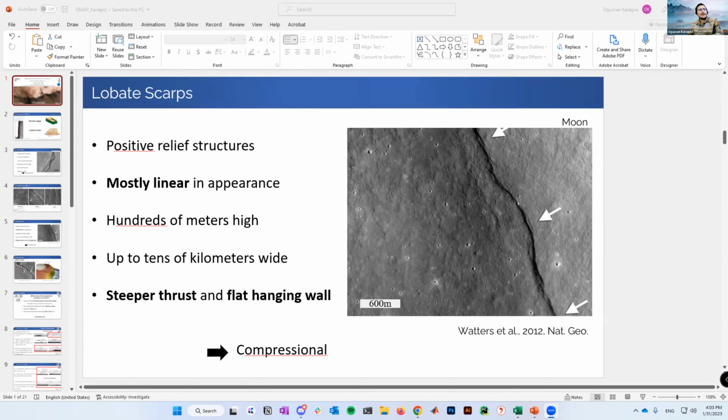But what about the lobate scarps? Why are we distinguishing and characterizing them in two different segments? The lobate scarp is again a positive relief structure, but its appearance is mostly linear. We can see them with a linear appearance in the top view from satellite imagery. They also have a higher offset and vertical throw than the wrinkle ridges, and they have steeper thrusts. Their main characteristic is the flattening hanging wall behind them.